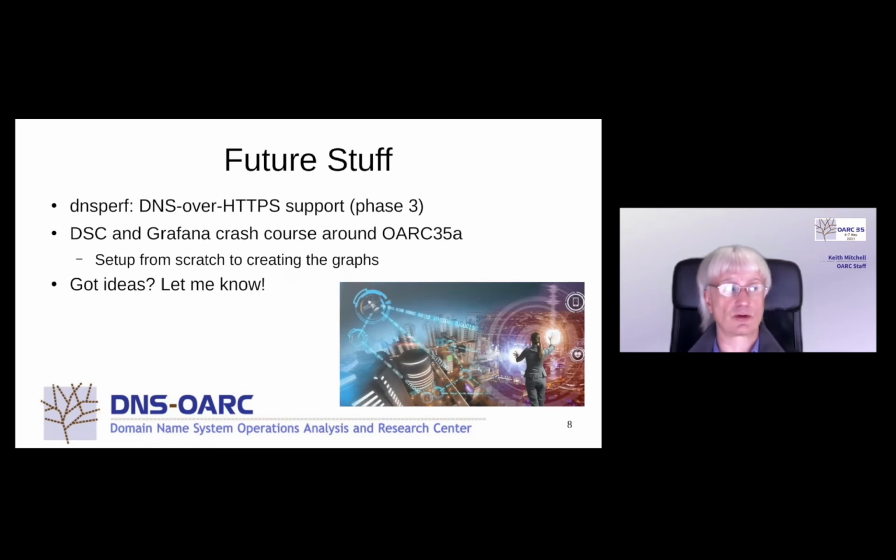What we're going to be working on in the future: phase 3, DNS over HTTPS support, is going to be added to DNS-Perf between now and the end of August. Jerry is thinking about doing a crash course on how to use DSC and Grafana, and that would be something that we could add on to OARC 35A. So please do let us know if you're interested in that. It would basically be a tutorial, setting up from scratch to generate the graphs. And if you've got ideas for things that Jerry could be working on, then please let him know, and we'll be happy to take that on board.